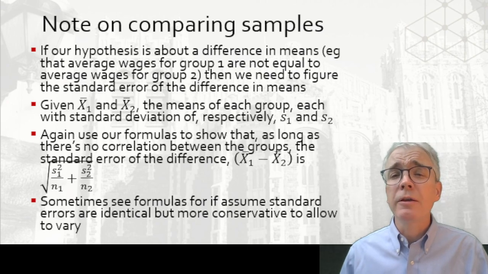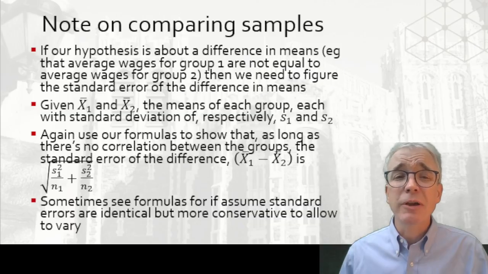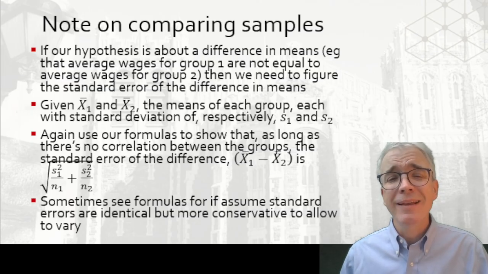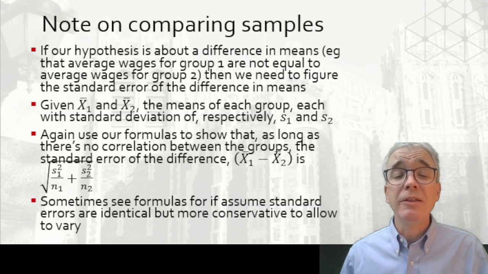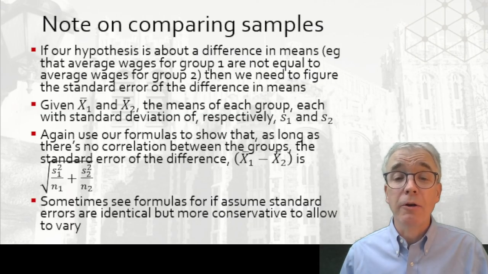Sometimes you see other formulas, I think on Hawks they go through some of those, that if you're willing to assume the standard errors are equal, then you could use a different formula. But that gives rise to a question, how would you know that? Why would I think the means are different but the standard errors are identical? It's kind of a strange assumption. Generally, it's more conservative to estimate each different standard error. Then the tests are going to be a little more conservative, trading off between type 1 and type 2 error.